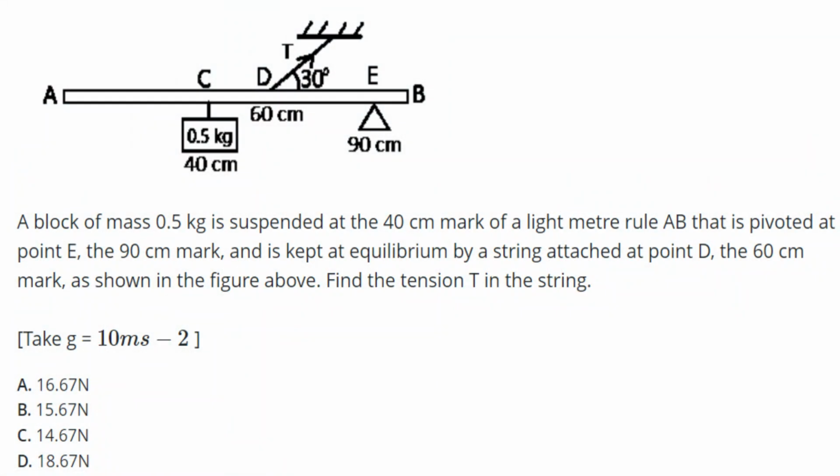So let's move over to the screen to pick the correct option. From our calculation, we calculated the tension in the spring to be equal to 16.67 Newton. So that makes option A the correct option, 16.67 Newton.